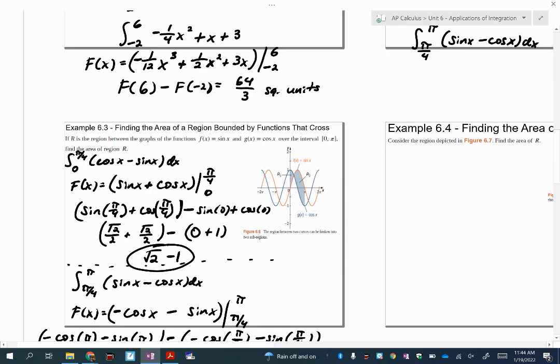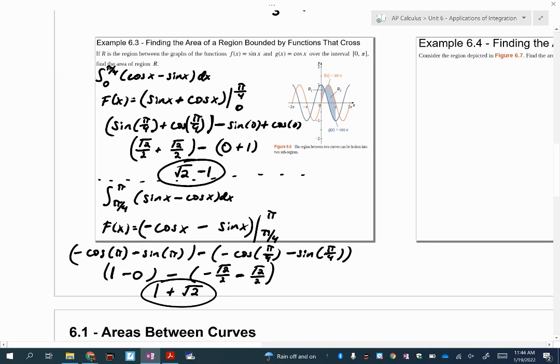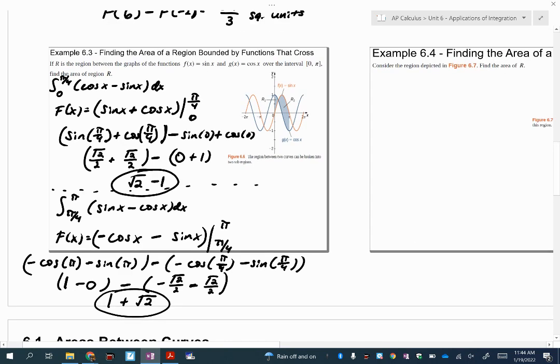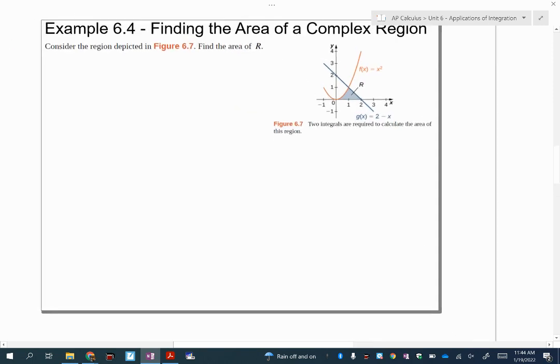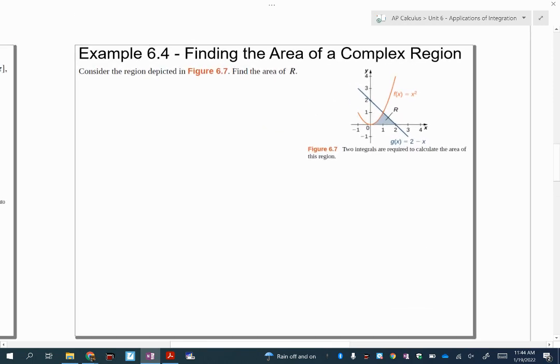So this is ultimately what the whole thing became. Okay? So that kind of shows you many different iterations for how to find the area between two curves. Okay, I'm going to move into finding the area of a complex region.